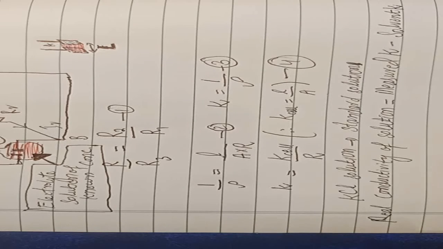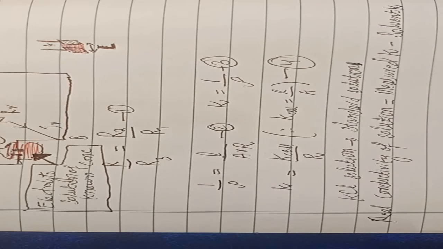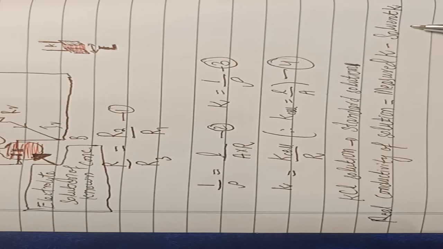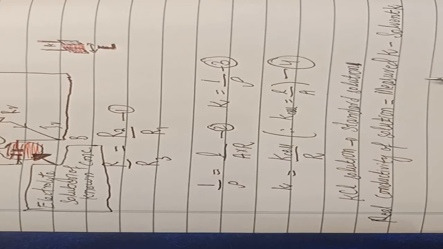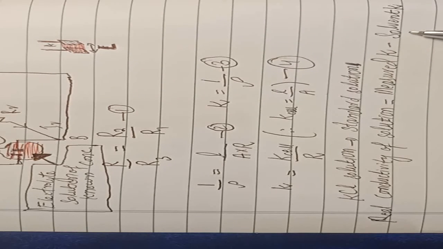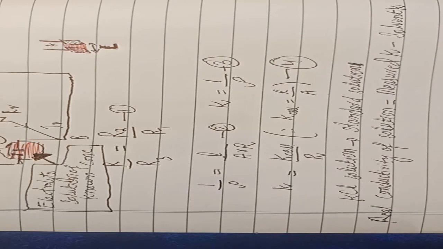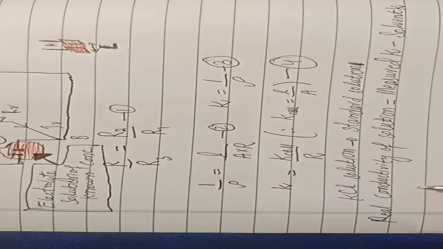Sometimes it's difficult to get high quality solvents, so we can measure the conductivity of the solvent separately, which is used for the preparation of the solution. The measured conductivity of the solution is then subtracted by the solvent conductivity, so we can get the real conductivity of the solution.